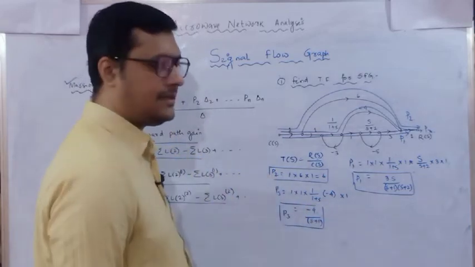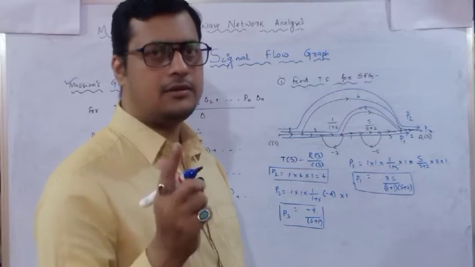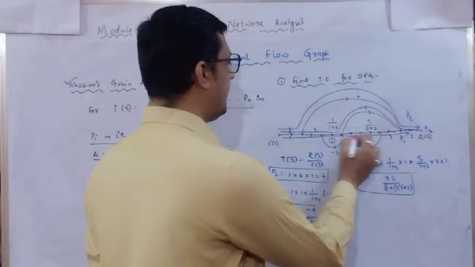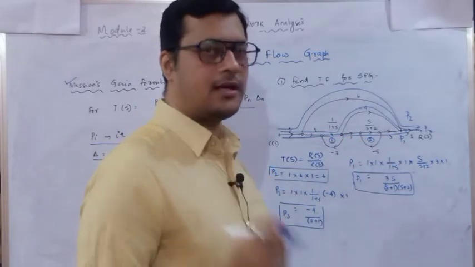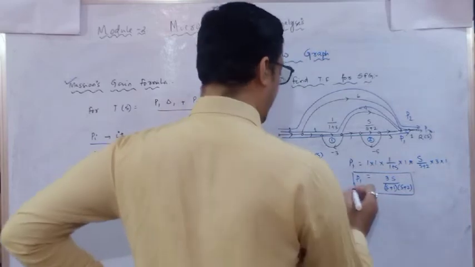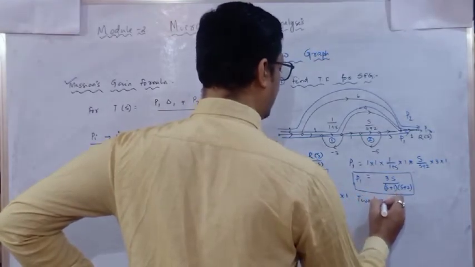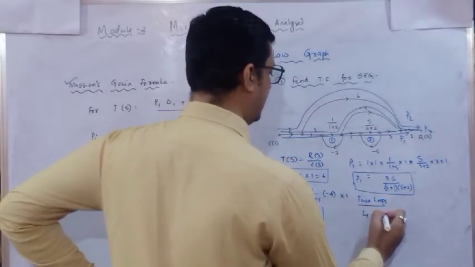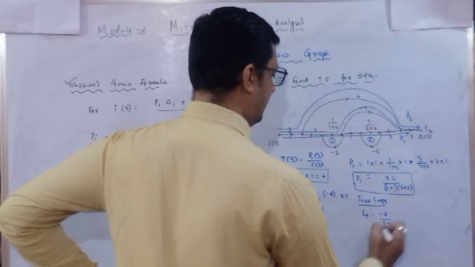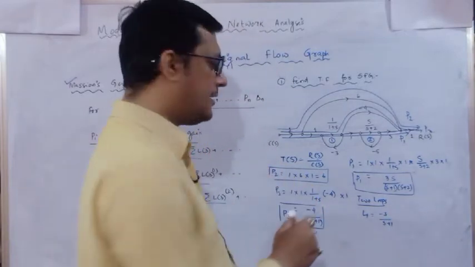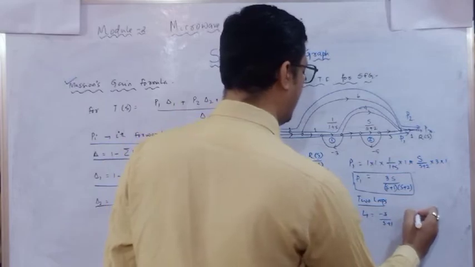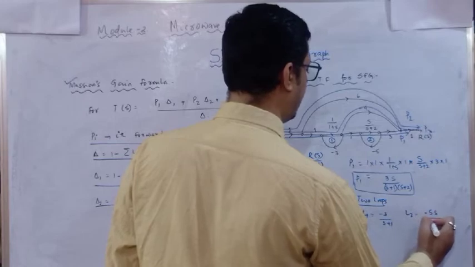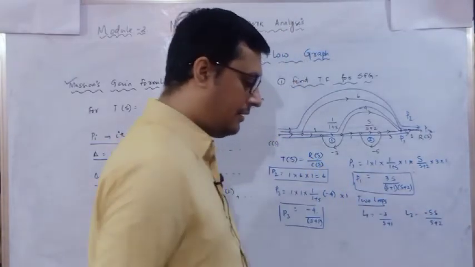Once this path 3 is identified, next you have to see how many loops are there. So here you can see this is one loop and this is one loop. There are 2 loops. L1 is equal to minus 3 divided by s plus 1. This is the first loop. Second loop, L2, is minus 5s divided by s plus 2. So these are the 2 loops available.